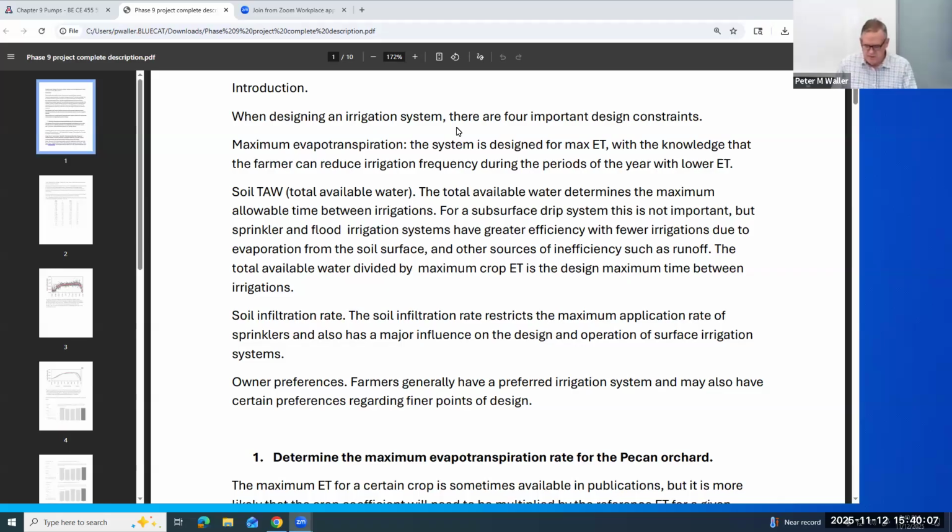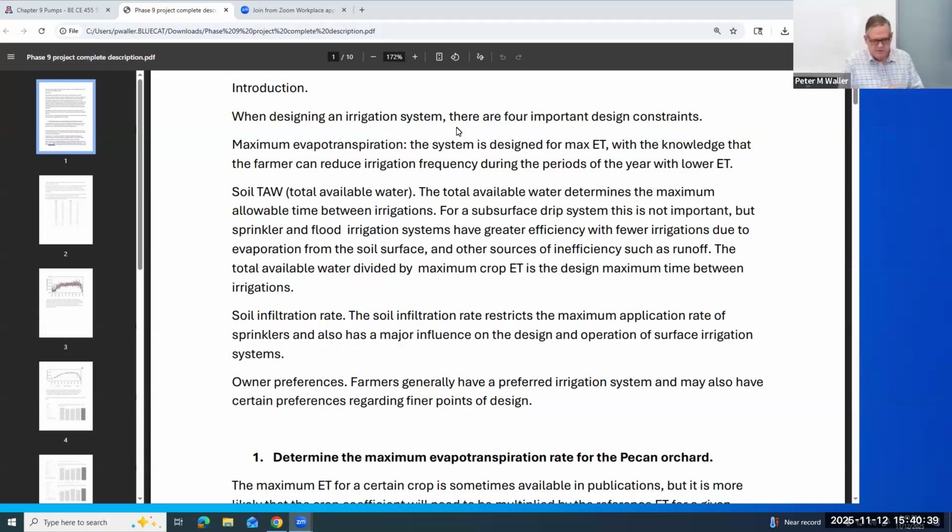Another design constraint is the soil total available water. So the total available water determines the maximum allowable time between irrigations. So, for instance, if there's 10 centimeters of water and you have 1 centimeter per day evaporation, then you could irrigate once every 10 days.